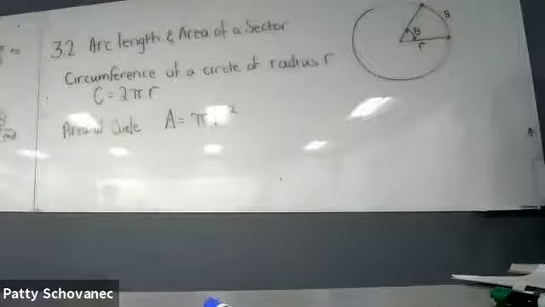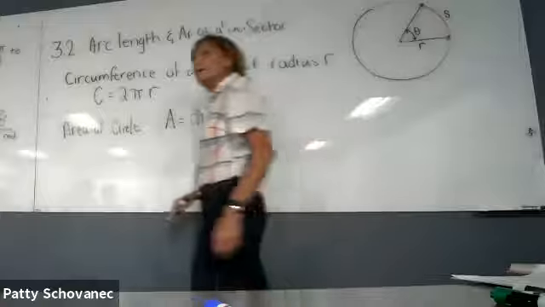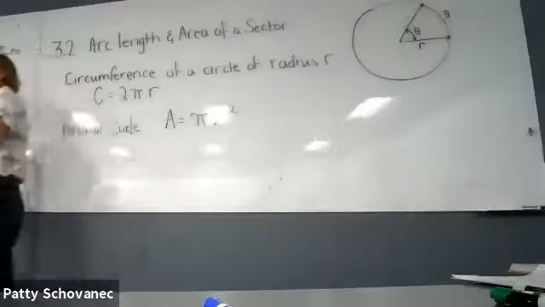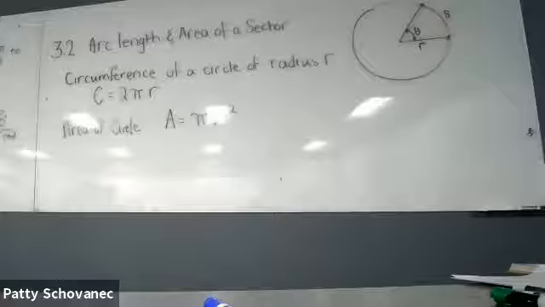I just made up pi over 4 as an example because I thought that was one you can do in your head, right? Pi over 2 is 90 degrees. And if you cut a circle in 90 degrees, you got 4 segments. Right? So what you do is you figure out what part of the whole circle your angle is cutting off into a sector. And then you take that fraction times those 2 formulas.